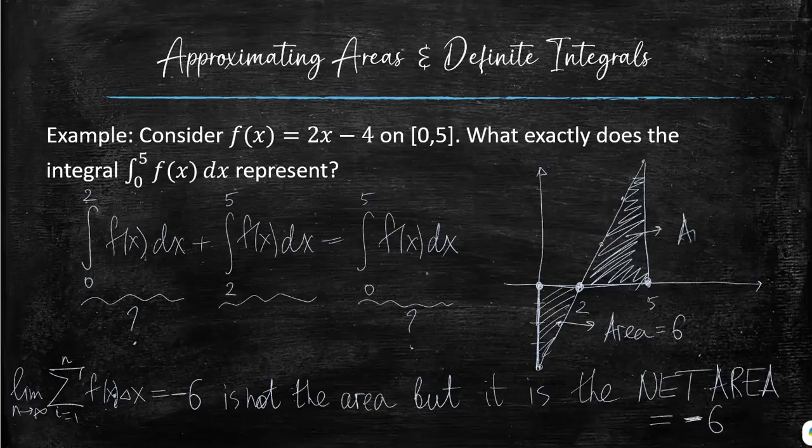This is the area that we see, so it's from 2 to 5, 3. The output is at 5, 10, 6, so 3 times 6, the area is 9. And the net area here coincides with 9, so net area is +9, net area here is -6. That's how we define the net area.